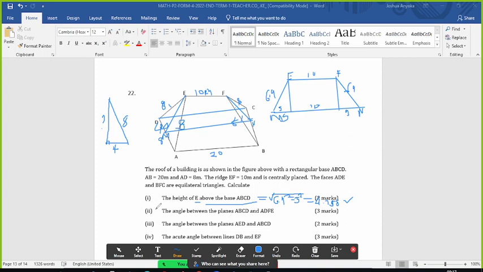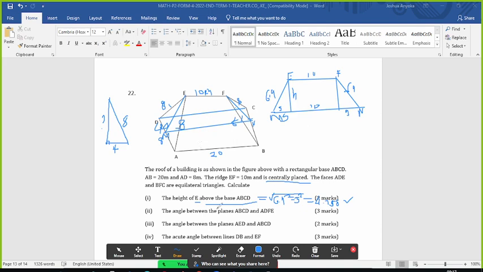The height of C above the base ABCD. So using the idea of centrally placed, we extract a trapezium, and this trapezium is from the centers. Then using the trapezium, we find this height. This is the height we are referring to. Next question, the angle between the planes ABCD and ADFE.